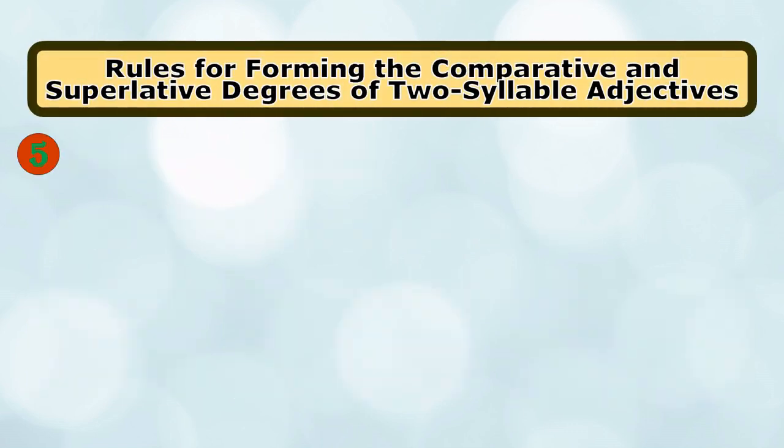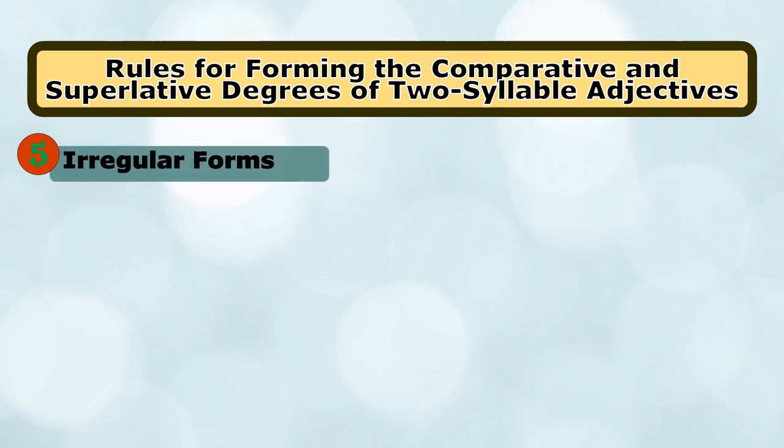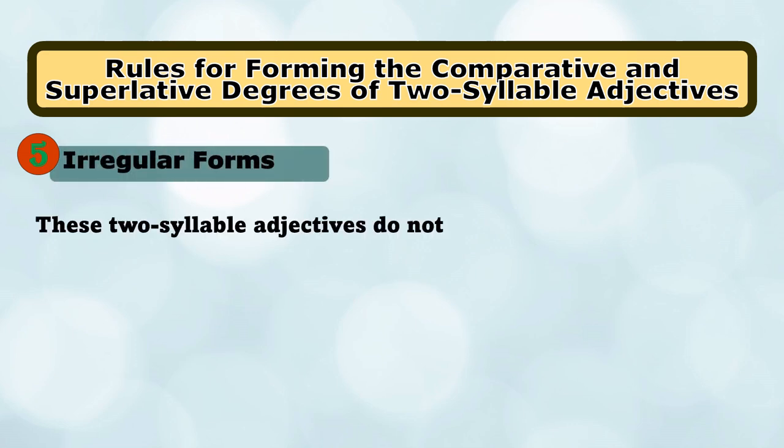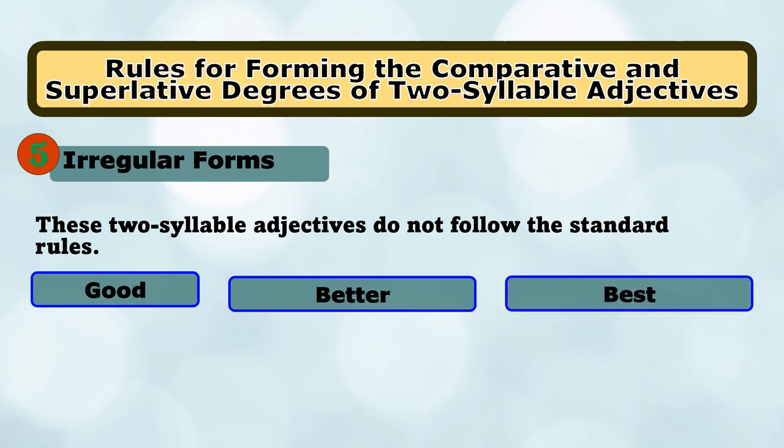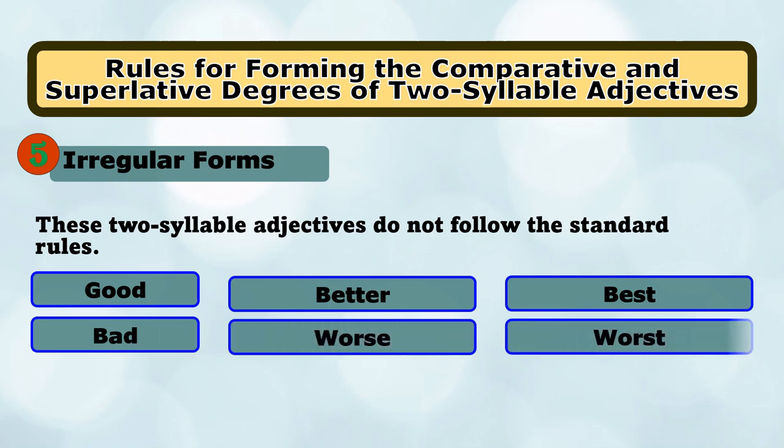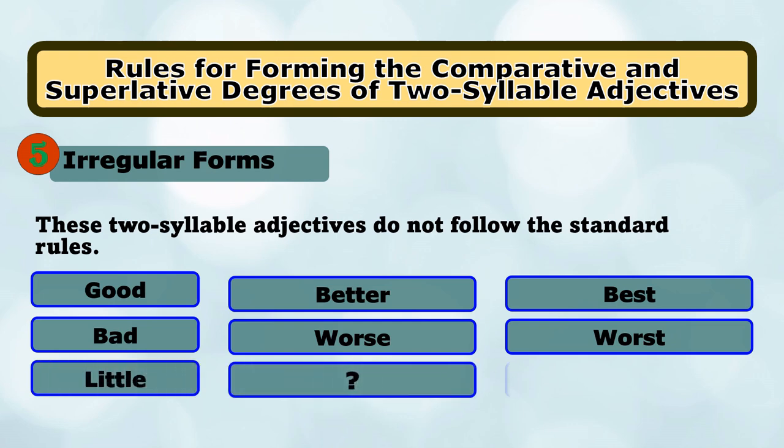Rule number 5. Irregular forms. These two-syllable adjectives are irregular and do not follow the standard rules. Let us look at some examples. Good, better, best. Bad, worse, worst. Little. What would be the comparative and superlative degree of little? Write it in the comments.